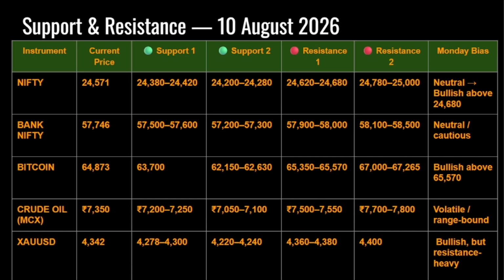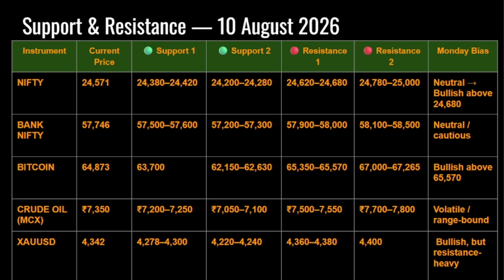On the upside, the first resistance zone is 24,620 to 24,680. The second resistance zone is 24,780 to 25,000. So the important level to watch is 24,680. If Nifty sustains above this level, the bullish setup can become stronger. If the Nifty fails to cross this resistance, traders should be cautious and watch the support zones.